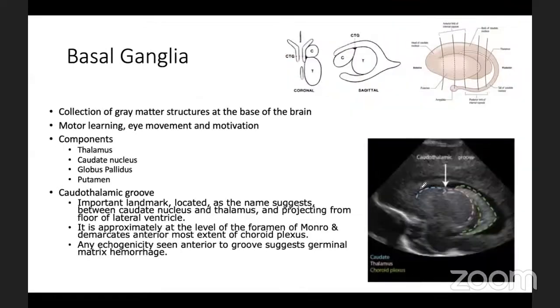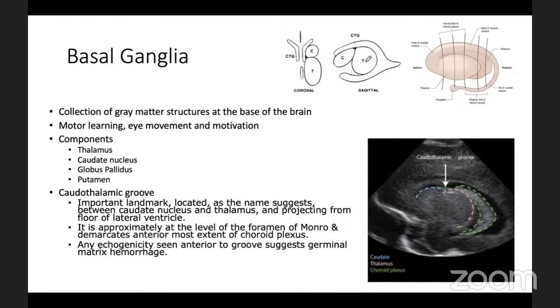Then come the basal ganglia, which are very important gray matter structures at the base of the brain, and important for motor learning, eye movement, and motivation. And it is composed of thalamus, caudate nucleus, and the globus pallidus and putamen. In the coronal plane, you will see it on the lateral side of the third ventricle. This is thalamus and caudate nucleus, and in between these is the caudothalamic groove, a very important structure.